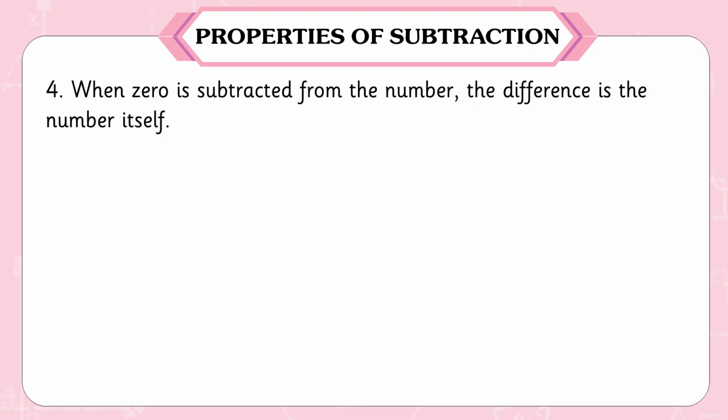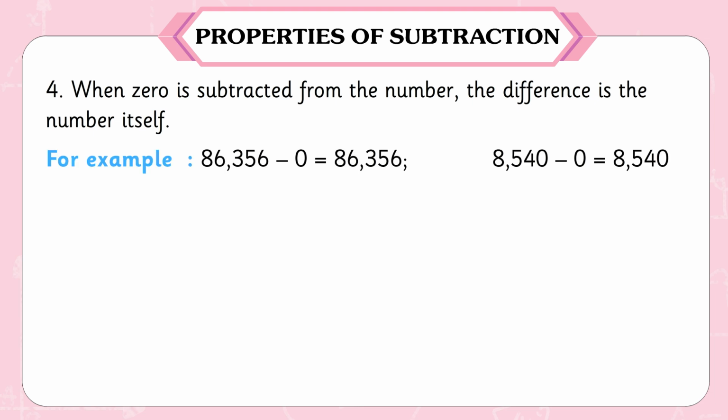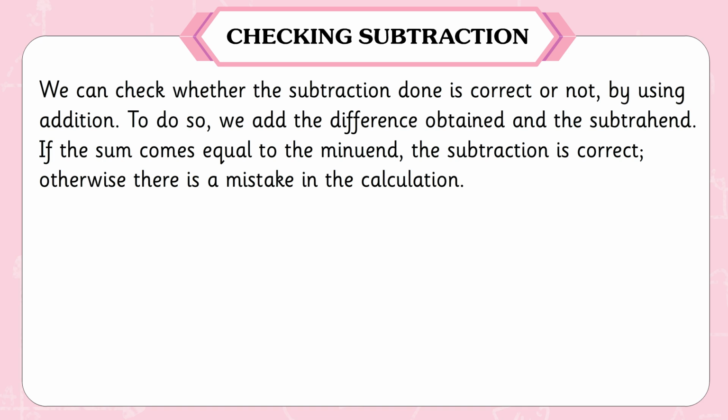4. When 0 is subtracted from a number, the difference is the number itself. For example, 86,356 minus 0 is equal to 86,356. 8,540 minus 0 is equal to 8,540. Checking subtraction. We can check whether the subtraction done is correct or not by using addition.